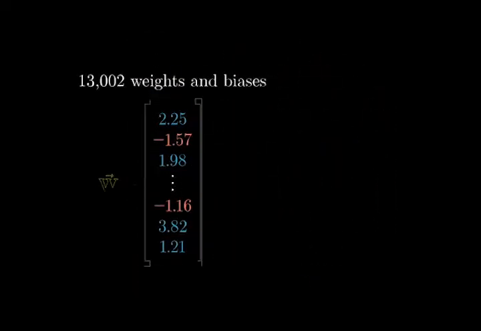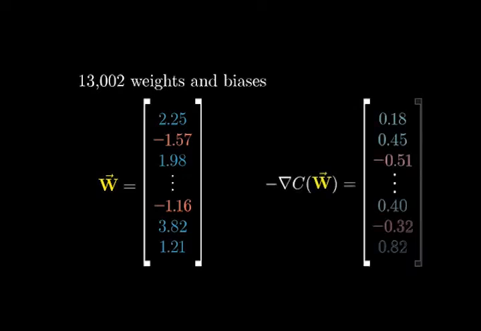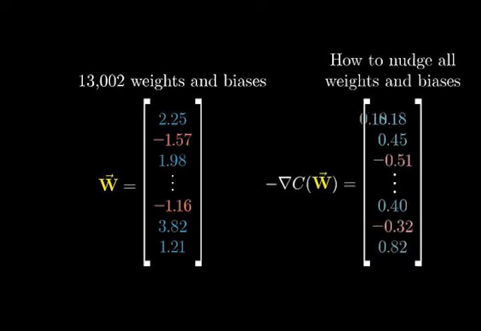Imagine organizing all 13,000 weights and biases of our network into a giant column vector. The negative gradient of the cost function is just a vector. It's some direction inside this insanely huge input space that tells you which nudges to all of those numbers is going to cause the most rapid decrease to the cost function.